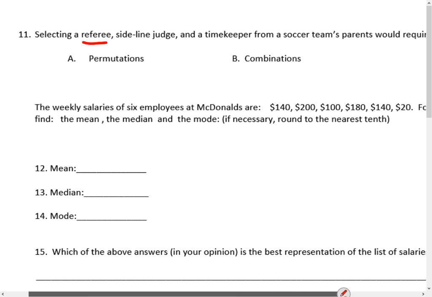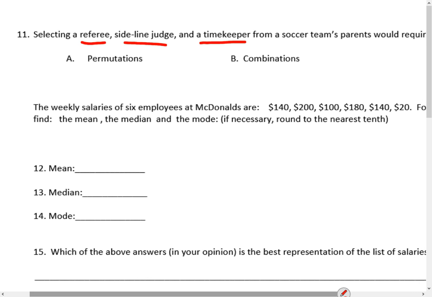If you're selecting different designations, let's say you're a parent, and Moises is going to be the referee, and you're going to be the sideline judge, and you're going to be the timekeeper. That's one thing. Well, couldn't I make you the referee instead of the timekeeper? That's different. So since that ordering is different, in that situation it would be permutations.